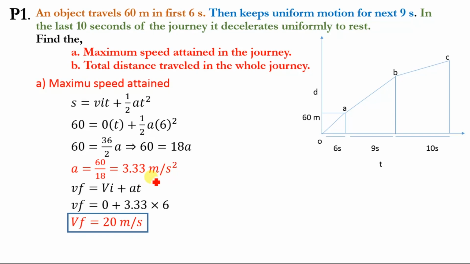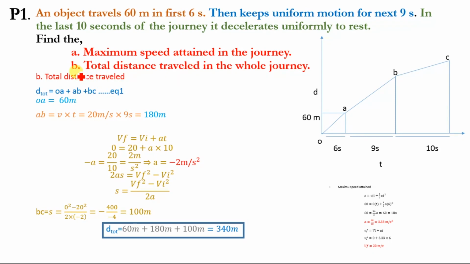Now we know the acceleration. We can determine the final velocity in this journey. To determine the final velocity, which will be the maximum speed attained during this journey, we use the first equation of motion, which is Vf is equal to Vi plus At. Again putting the values in this equation, we know the acceleration, we know the time, and we know the initial velocity, which is 0 because the object starts its journey from rest. 0 plus 3.33 meter per second square multiplied by 6 seconds gives Vf is equal to 20 meter per second, and this 20 meter per second is the maximum speed attained during this whole journey.